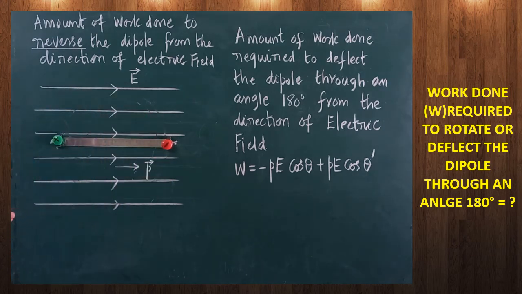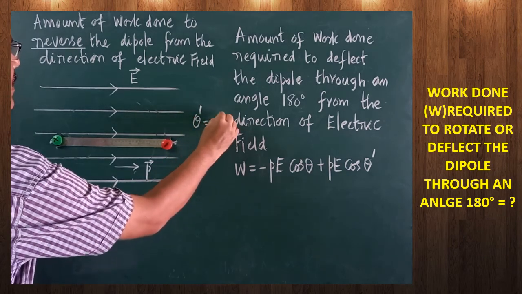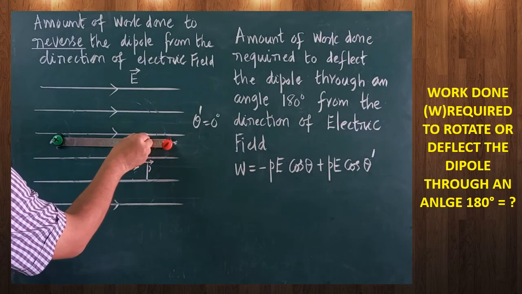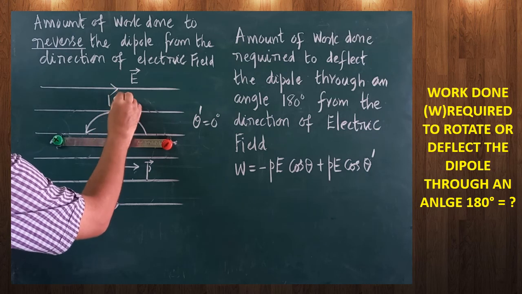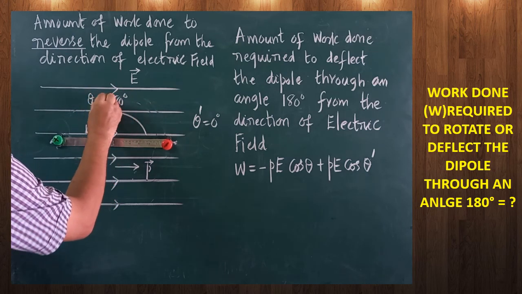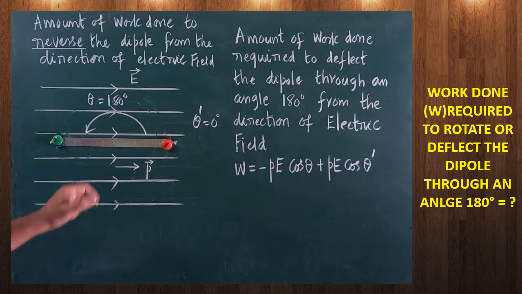Previously the angle was taken as theta dash, how much? 0 degree. Is it clear? How much angle is it rotated? It is rotated through an angle of 180 degree. Are you clear? So the theta value is 180. Previously the angle between P and E is 0. By knowing the value of theta and theta dash, we are able to calculate the work done value. How to calculate? Already we have used the formula W is equal to minus PE cos theta plus PE cos theta dash.